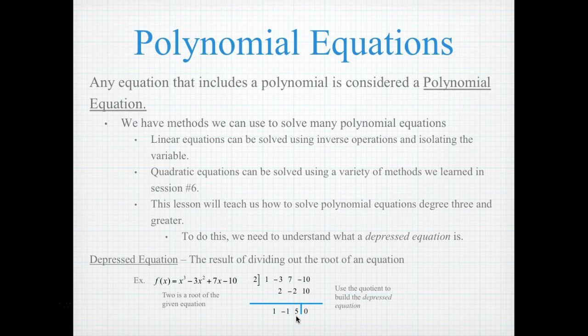Now I use the quotient to build the depressed equation. So the 1, negative 1, and 5 become x to the second minus x plus 5 equals 0. That's the depressed equation. It's the result that we get after we divide out a root. Now notice, if I start with a third degree equation and I divide out one root, then the depressed equation becomes quadratic. So dividing one root out of an equation reduces the degree by 1.